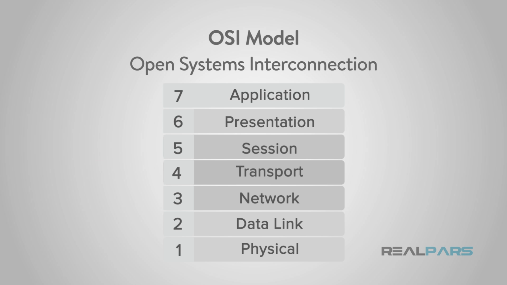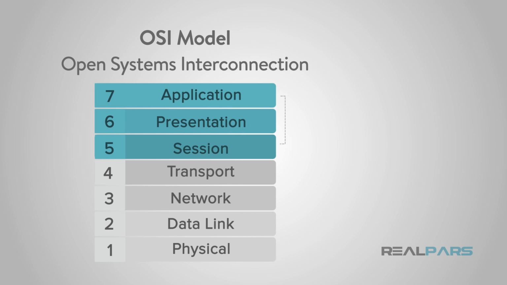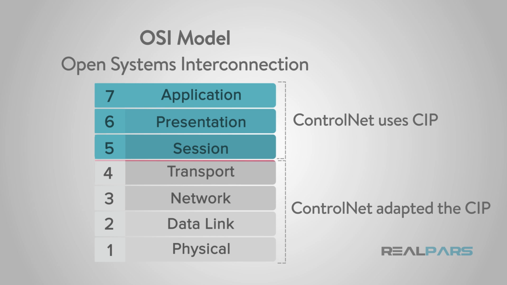ControlNet utilizes the Common Industrial Protocol, or CIP, for the upper layers of the Open Systems Interconnection, or OSI model, that has 7 layers: physical, data link, network, transport, session, presentation, and application. The designers of ControlNet adapted the CIP layers of transport, network, data link, and physical to fit the needs of the ControlNet network.